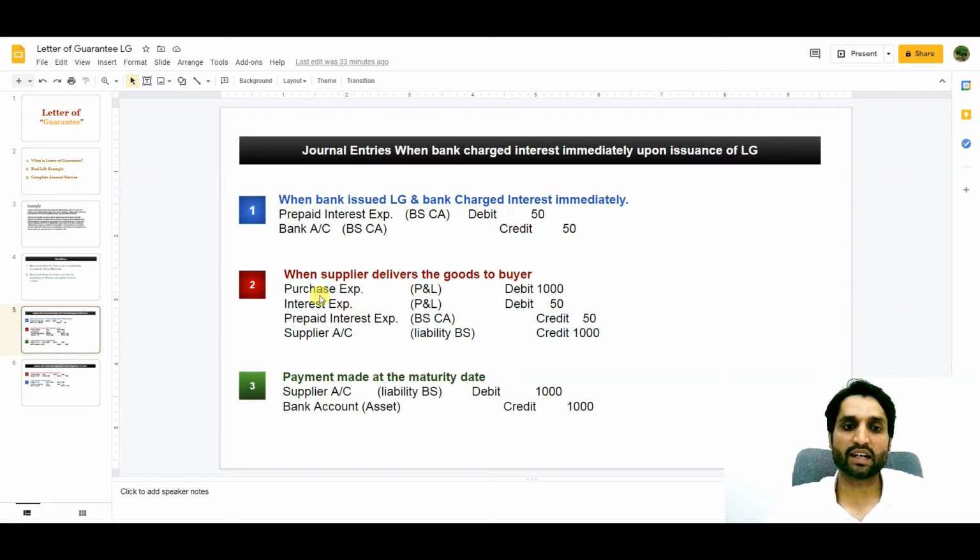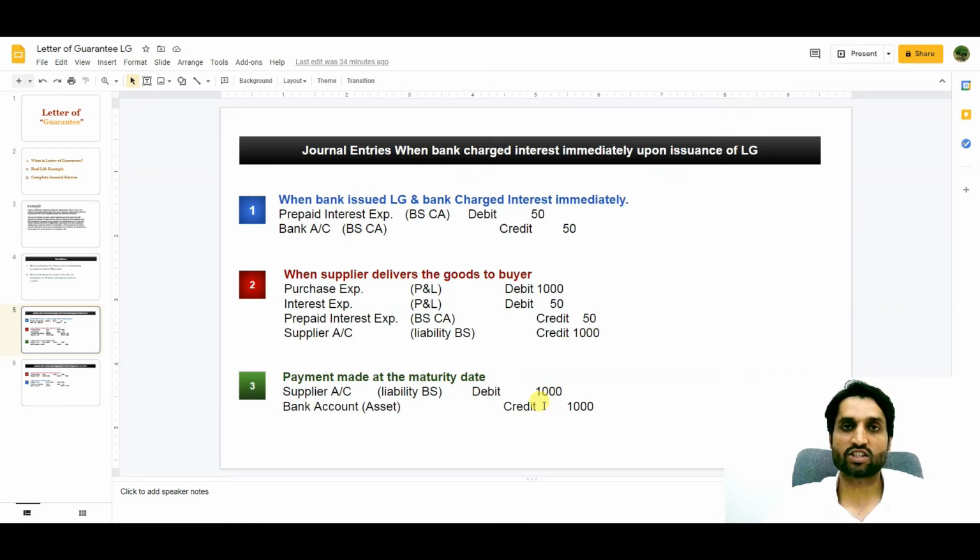So now we are going to recognize it as an expense, so we need to adjust this value also as an expense in the current period. The supplier account as a liability, balance sheet, will be credited by 1000. So the liability is created for 90 days, 30 days or 60 days, whatever the terms or conditions you have with the supplier. The next step, when the buyer makes a payment to the supplier, the supplier account liability will decrease by 1000. So the supplier account will be debit and the bank account will be credited with 1000.